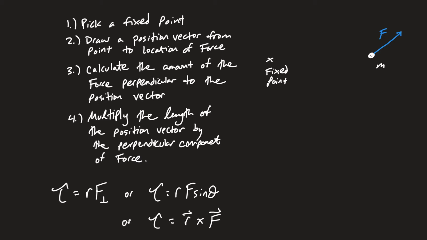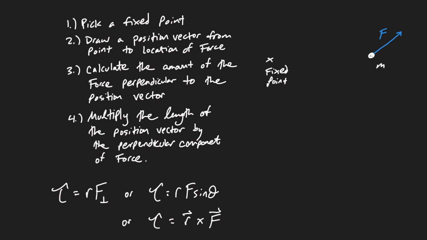Then number 2, draw a position vector from the point we chose to the location of the force. So we can see we have a mass m over here, some ball or something, and there's a force exerted on it up and to the right at this moment in time. And so we'll calculate the torque that that force exerts on the object about this fixed point. Now that was a lot of language, right? I'll say that again. We're about to calculate the amount of torque that this force exerts on this mass about this fixed point. All right, so let's do it.